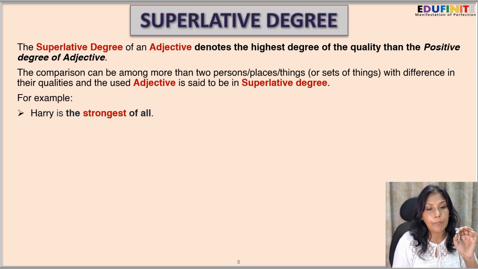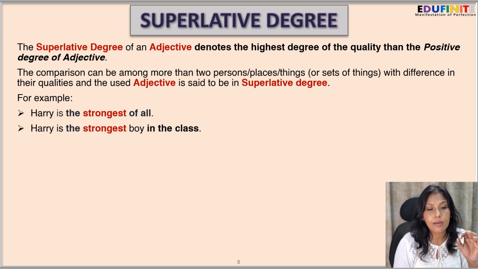Now, for example, Harry is the strongest of all. Now, this word, Harry is the strongest. That means we are specifying that he has the most strength of all among everybody. Next, Harry is the strongest boy in the class. So this is when we are comparing in a group. So in a class, a group of boys are there. Among those boys, Harry is the strongest of all.